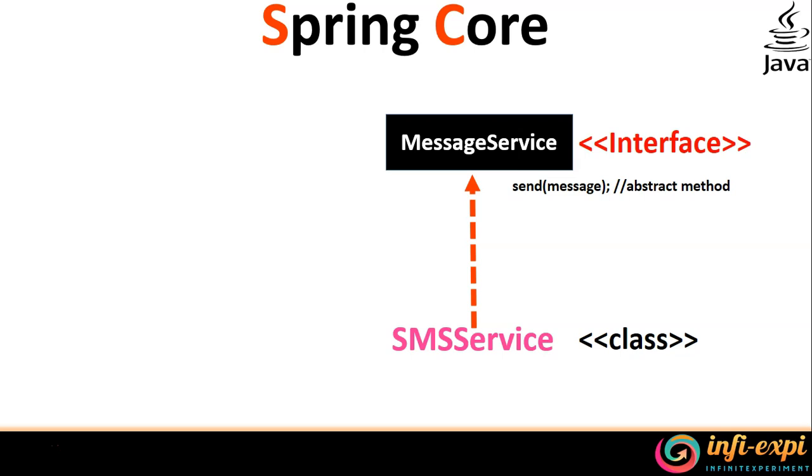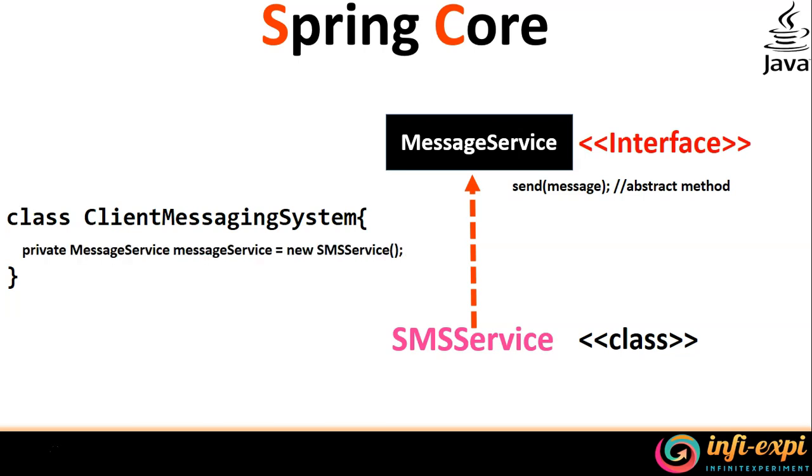I'm going to come up with an external system, the client messaging system, which is a class. It's an external class, and this external class is going to make use of this messaging system. How? In the client messaging system, you can see that there is a variable declared as message service. The message service variable is of type message service interface, but it carries an instance of SMS service. You know that an SMS service instance can be injected into the reference variable of a message service, which is an interface. And here the new SMS service is an instance which we created manually.